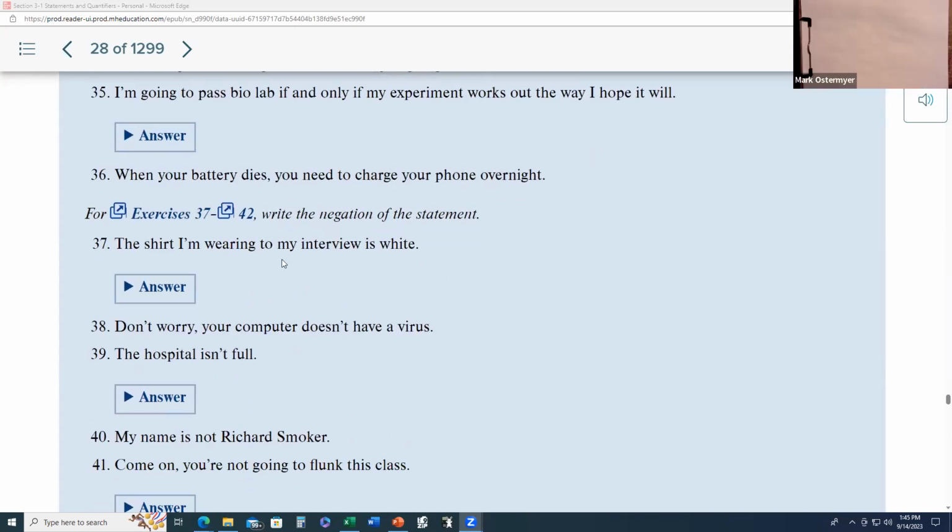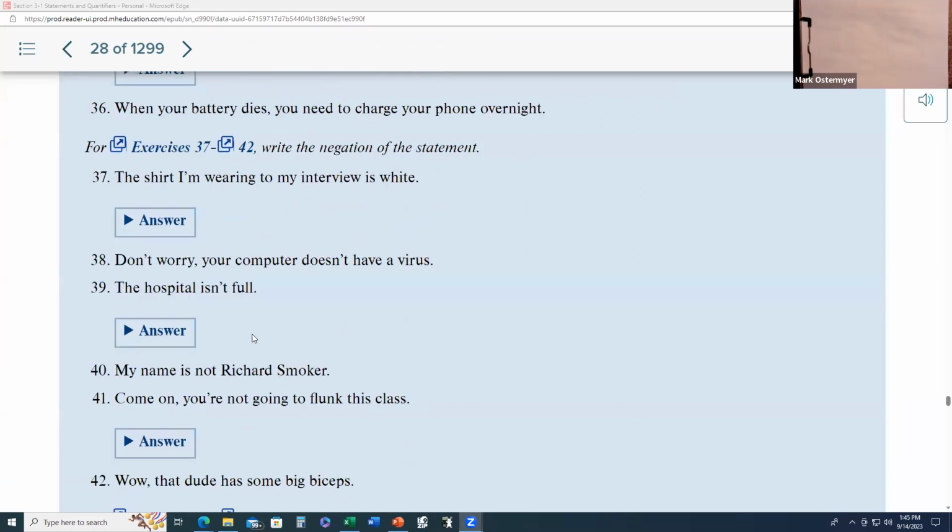Okay, what would be the negation of the statement in 37? The shirt I'm wearing to my interview is not white. That'd be the negation of that. 38, don't worry, your computer doesn't have a virus. What's the negation? You should worry, your computer probably has a virus. Do you agree? Yes. The negation of doesn't means it does.